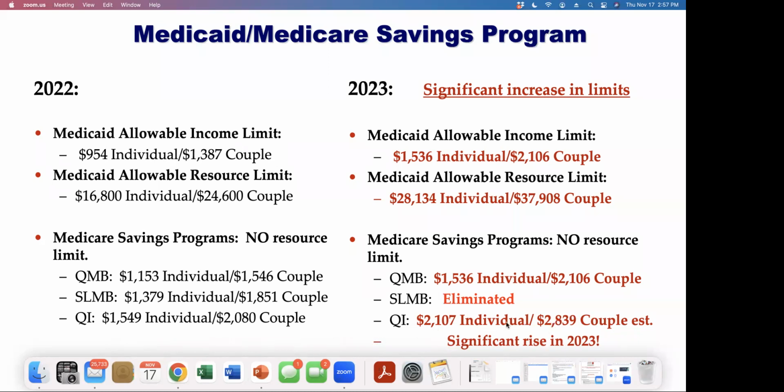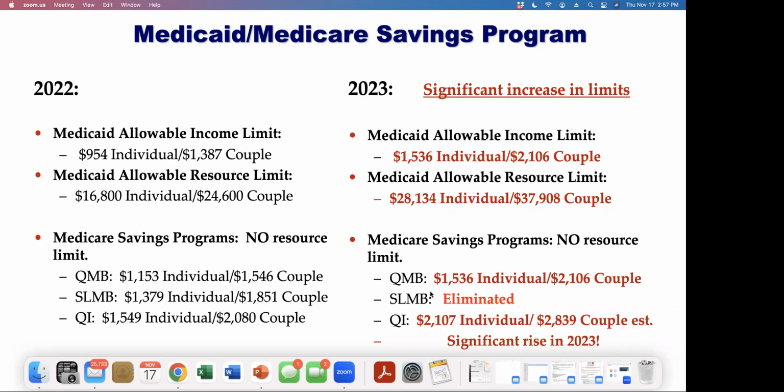What does this program give you? If you qualify for the Medicare Savings Program under these QI income limits, you get your monthly Part B premium of $164.90 paid, and you're automatically enrolled in full extra help, meaning your Part D premium will also be paid, and you'll also have much lower copays.